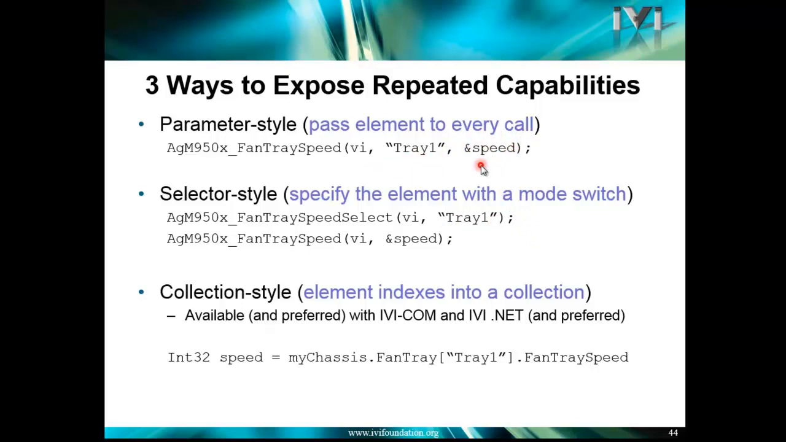If you think about a collection style, again, that's potentially different. Matter of fact, it is different between different programming environments. But conceptually, you're saying something like my chassis, and then you have this collection of fan trays, and you want tray 1, and then you need to access the fan tray speed. So the same information is being passed to the driver in all 3 approaches. It's just a little different expression to the client program.